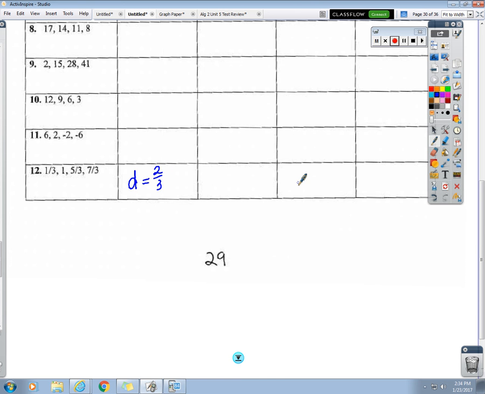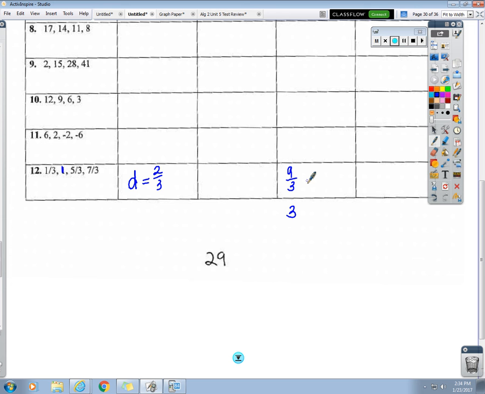So now, to get the next one, don't we just have to do 7/3 plus 2/3, which is 9/3? Or couldn't you have just simplified that to a 3? Because 9 divided by 3 is 3. Kind of like over here, look. Isn't 1/3 plus 2/3 3/3? Wasn't 3 over 3 1? So they simplified it to a whole number.